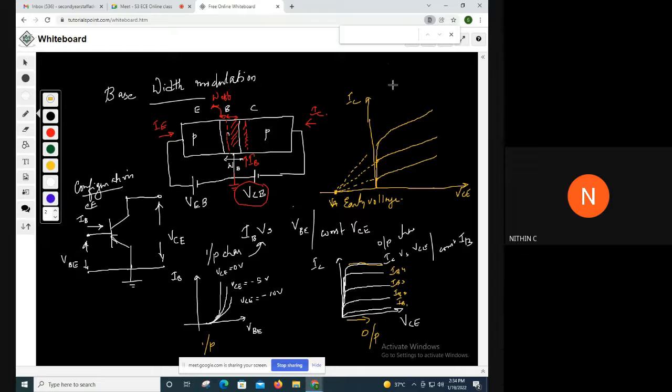So this much you need to write when you are asked about base width modulation. You don't need to draw both of these. You just need to draw this figure, and after that you need to draw this graph, showing the increased IC. Usual output characteristics will look like this, but in the case of base width modulation, it will look like this. You'll have an IC with a slope, and when you extrapolate that to the voltage axis, you will get a voltage called the early voltage. You can draw the graph.